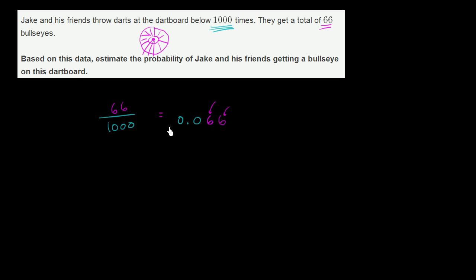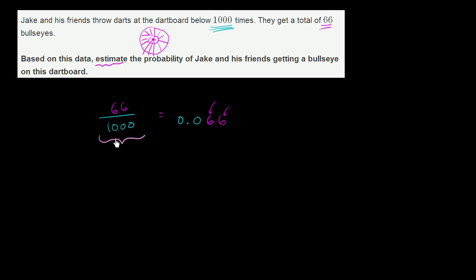And the reason why, you might say, well, why isn't this actually the probability? Why does it say estimate the probability? Why can't I say that the probability is actually 0.066? And the general idea here is maybe they got lucky this time, or maybe they got unlucky. In fact, there's some probability that even if the probability is very low of hitting the bullseye, they just got super, super, super lucky this time. So you don't know that this is the exact probability of Jake and his friends hitting the dartboard.